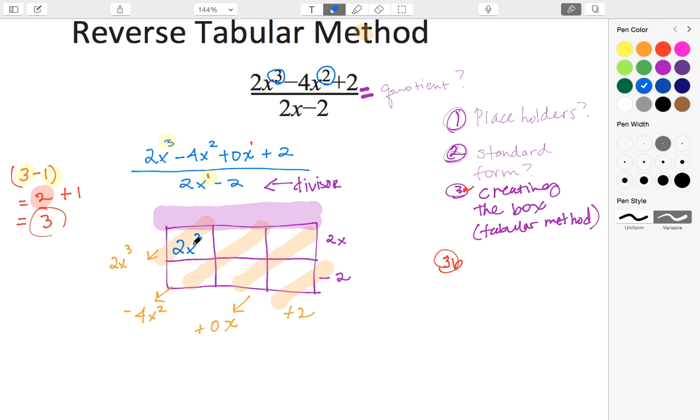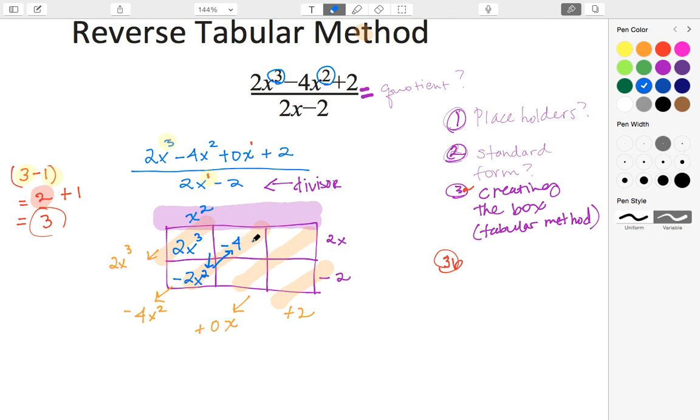Since we know what 2x cubed goes into the first box here on the top left, we go backwards. We ask ourselves, what in the purple section times 2x will give us 2x cubed, and we have x squared. Then we go downward to complete this column, and x squared times negative 2 is negative 2x squared. Once we have that, we can go at a diagonal to complete this orange section. Negative 2x squared plus what gives me negative 4x squared?